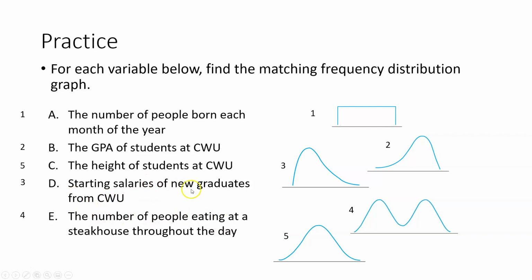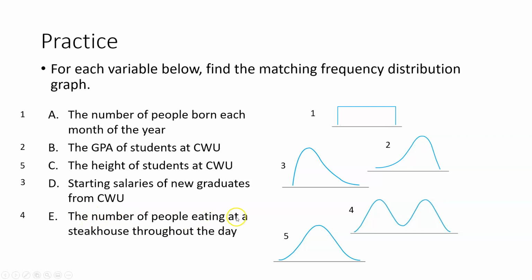Starting salaries of new graduates from CWU will follow this distribution because most people will earn a relatively low amount of a uniform degree, but some people will luck into a really high-paying job right as they first start school, and so these people will be reflected here in the outer ends of the distribution where just a couple people will be making very high salaries, but most people will be making an average starting salary when they first start.